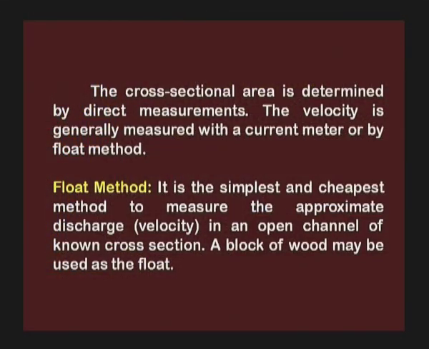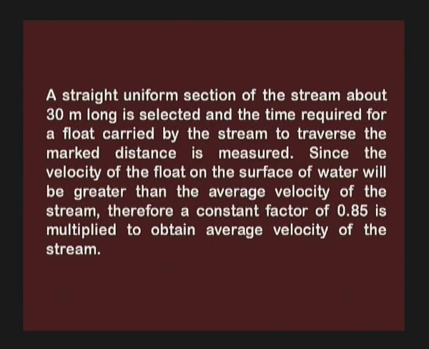Float method. It is the simplest and cheapest method to measure the approximate velocity in an open channel of uniform cross section. A block of wood may be used as the float. A straight uniform section of the stream about 30 meters long is selected, and the time required for a float carried by the stream to traverse the marked distance is measured.